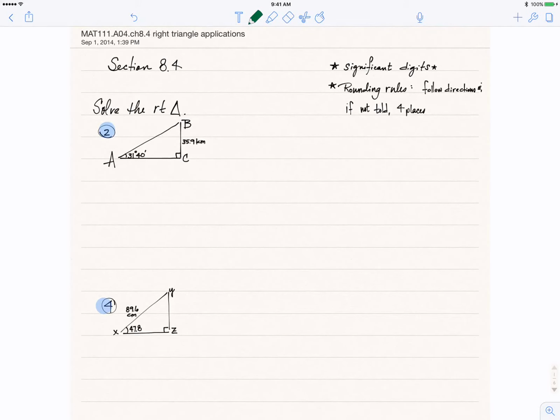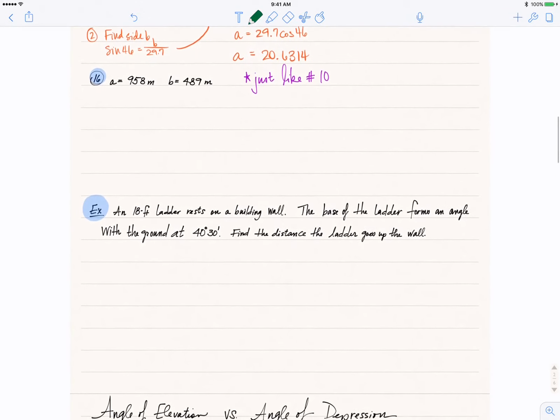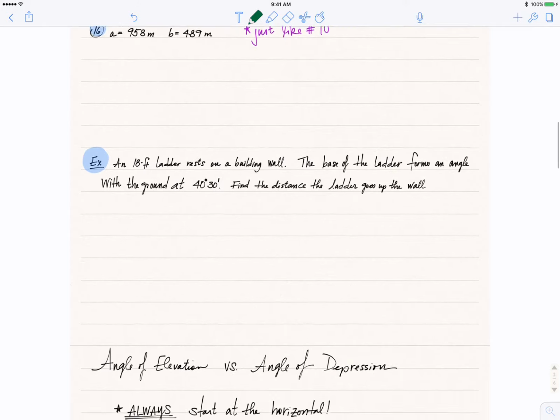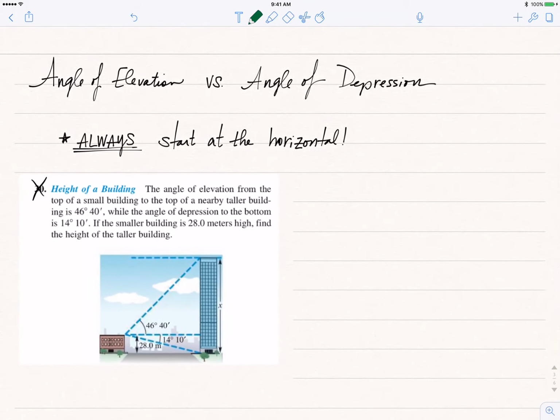Okay, folks, so this is section 8.4, and I was asked to go through some of the story problems that we have in this section. So I want to start with the angle of elevation and the angle of depression. We will talk about this some in class as well. All I'm really going to go through with you is not so much solving the triangle or solving the story problem, but simply how to draw the picture.